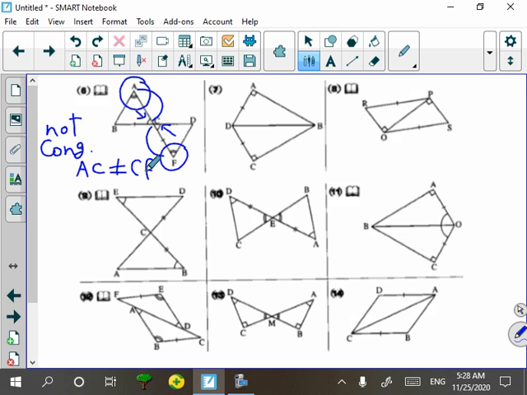Number 7, in the triangle, the measure of angle A equals the measure of angle C, and AD equals DC, and DB is a common side, then these two triangles are congruent because of the case R.H.S. We can practice the rest at home, number 8, 9, and number 10.